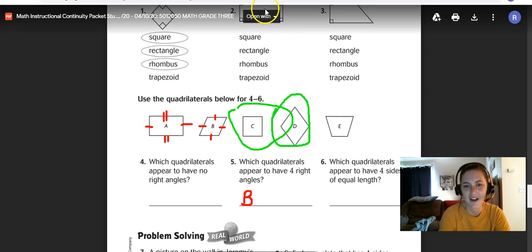And then let's look at the last one, E. So this is a trapezoid. Trapezoids don't necessarily have the same length sides. Like these ones do not match. They don't match each other.